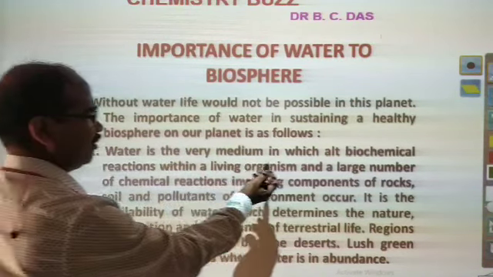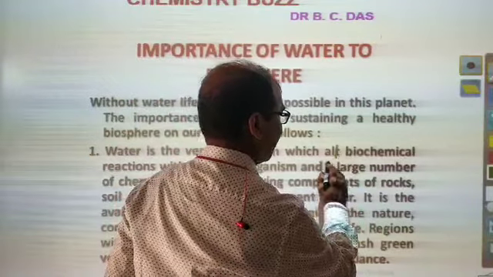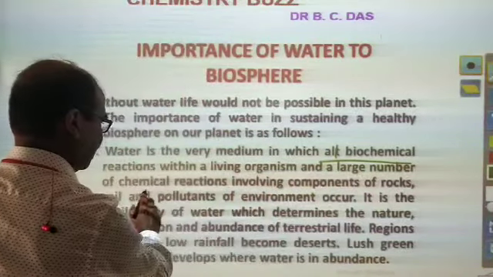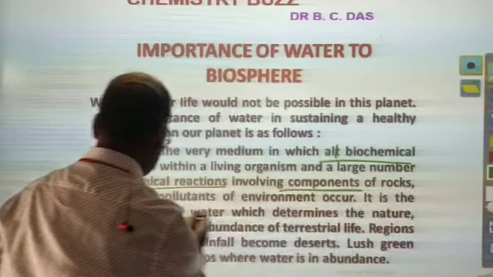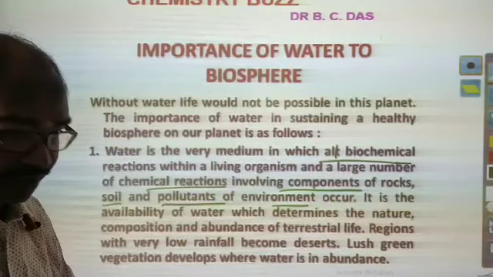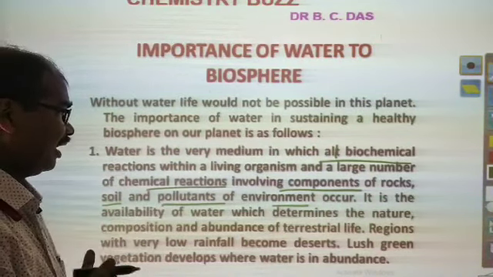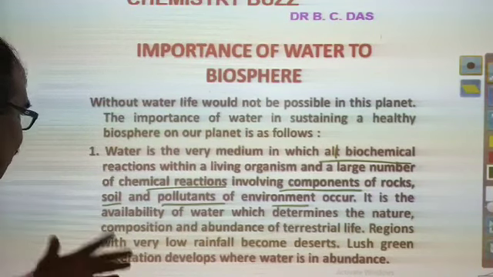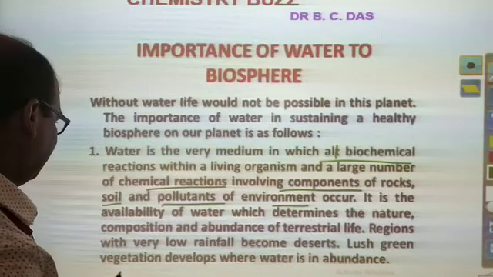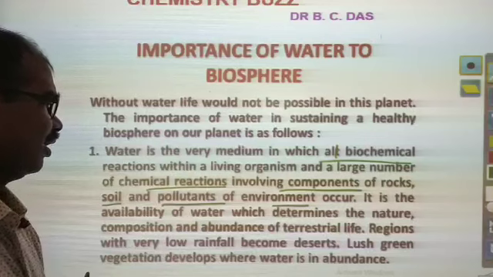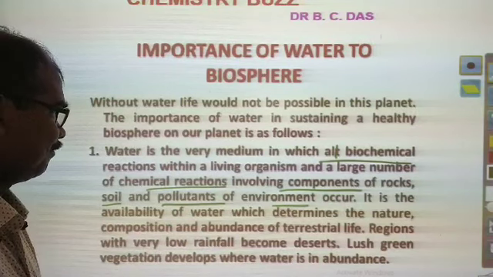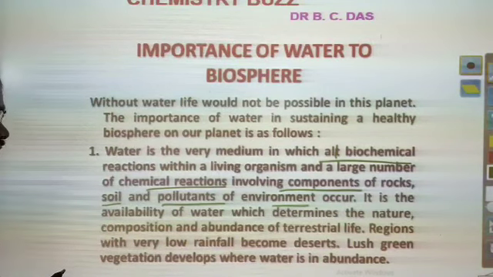Water is the very medium in which all biochemical reactions within living organisms and a large number of chemical reactions involving components of rocks, soil, and pollutants of the environment occur. So water is the medium of reaction where the chemical reaction occurs, whether biochemical or chemical. It is the availability of water which determines the nature, composition and abundance of terrestrial life. So biodiversity, the nature of life, depends upon the availability of water.